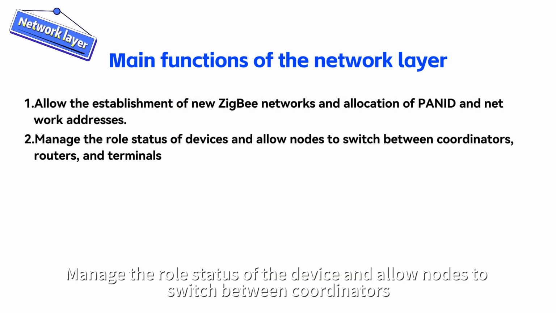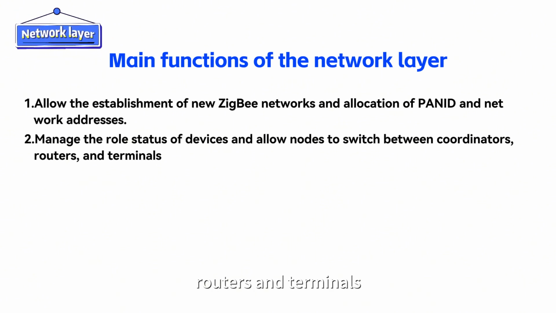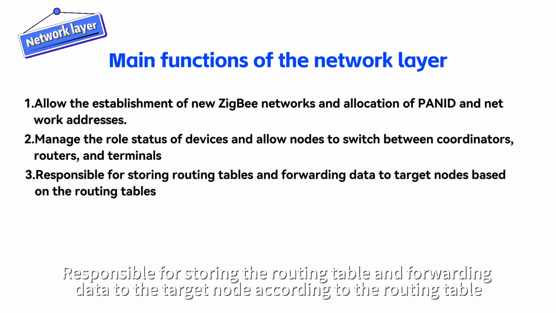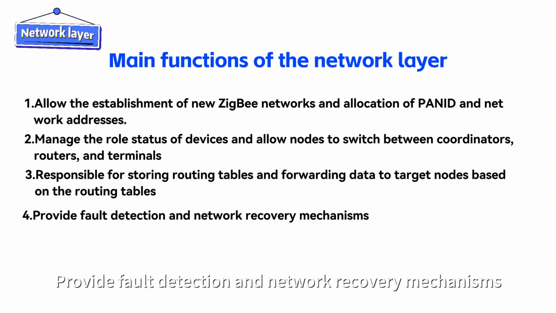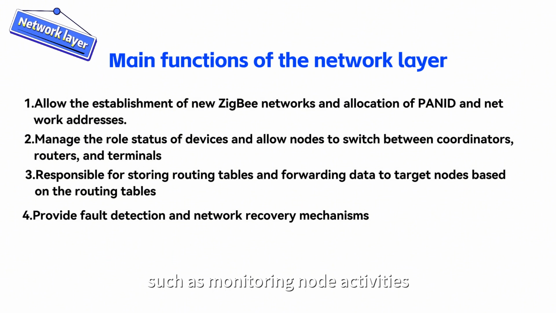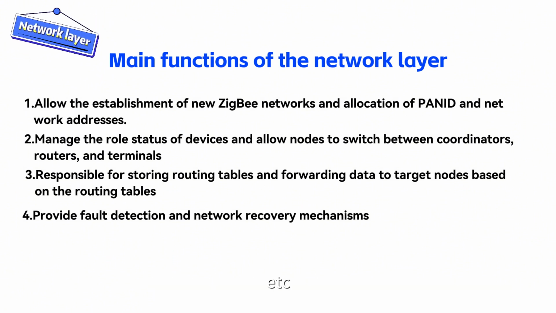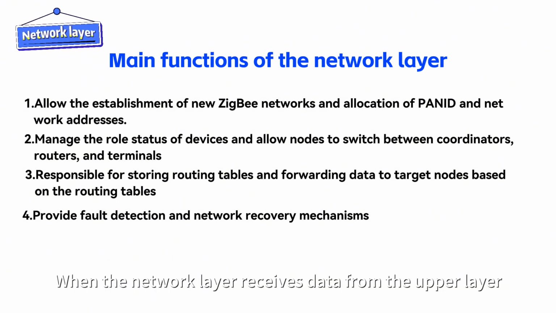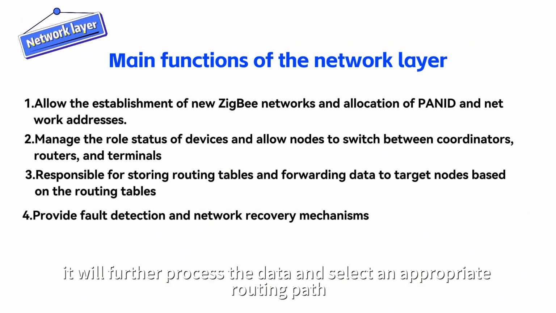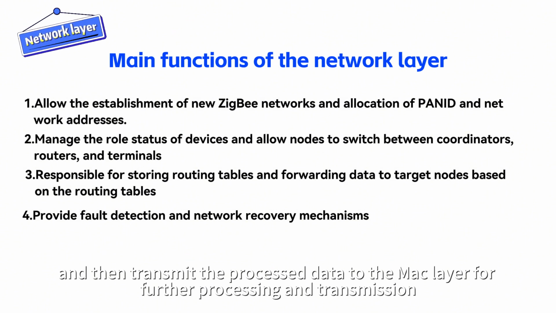2. Manage the role status of the device and allow nodes to switch between coordinators, routers, and terminals. 3. Responsible for storing the routing table and forwarding data to the target node according to the routing table. 4. Provide fault detection and network recovery mechanisms, such as monitoring node activities, processing network fault reports, etc. When the network layer receives data from the upper layer, it will further process the data and select an appropriate routing path, and then transmit the processed data to the MAC layer for further processing and transmission.